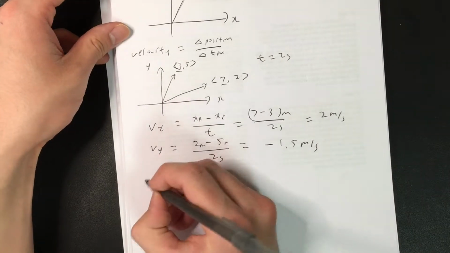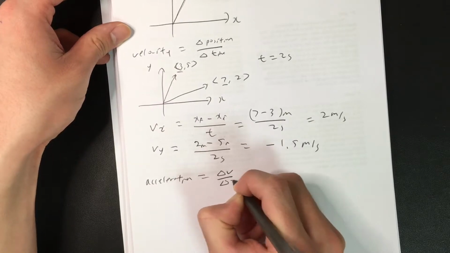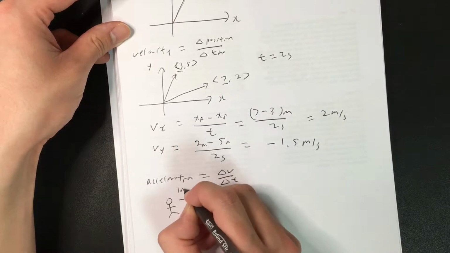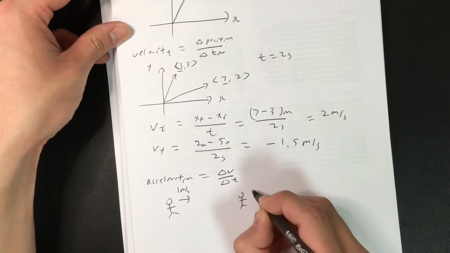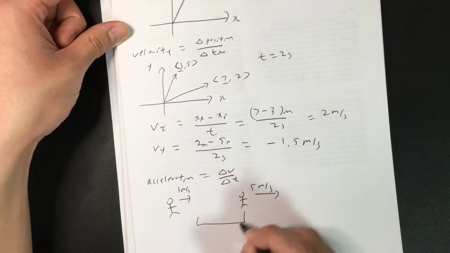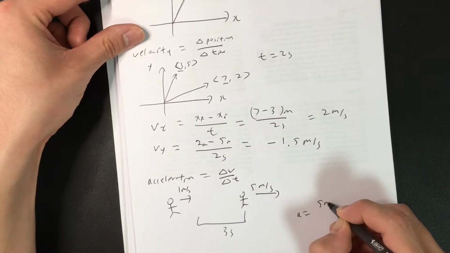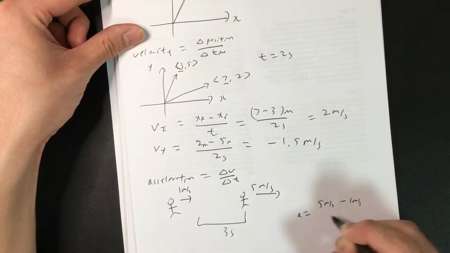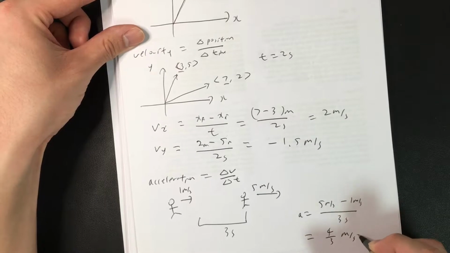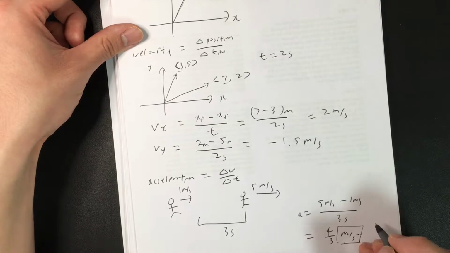Now, finally, acceleration. The definition of acceleration is change in velocity over change in time. So let's say, for example, a runner was jogging at 1 meter per second, and then all of a sudden he sprints to a velocity of 5 meters per second, and it took him 3 seconds to do so. Then the acceleration of the runner is simply 5 meters per second minus 1 meter per second over 3 seconds, which would be 4/3 meters per second squared. And meters per second squared is a standard unit in physics.